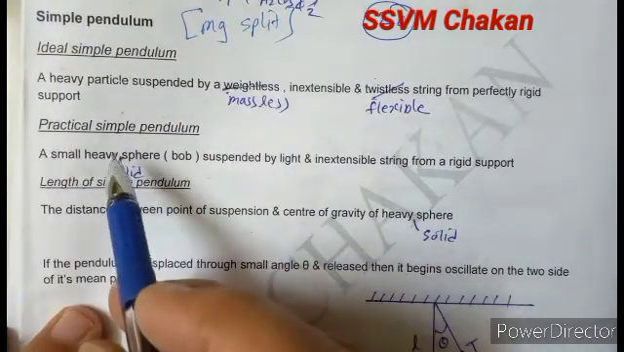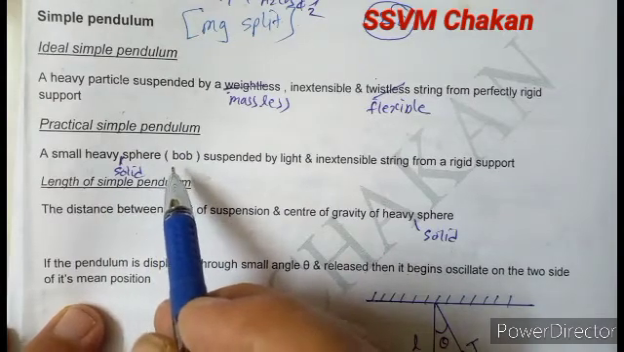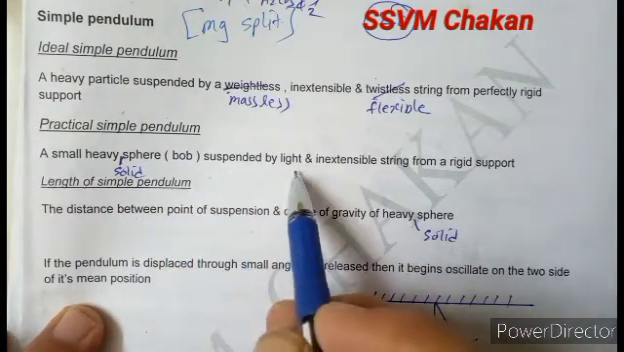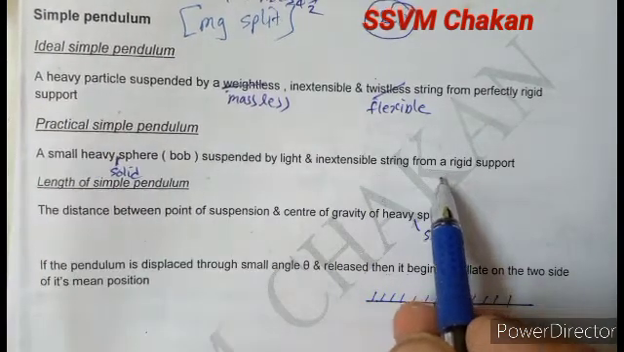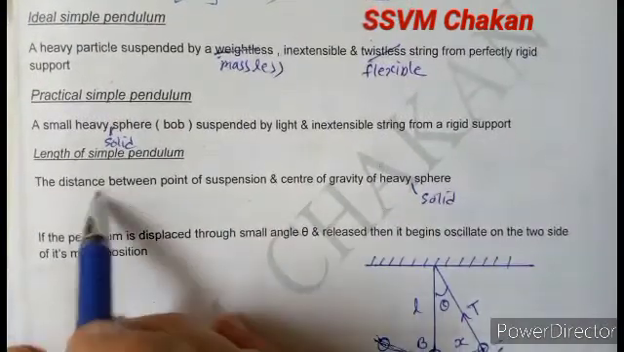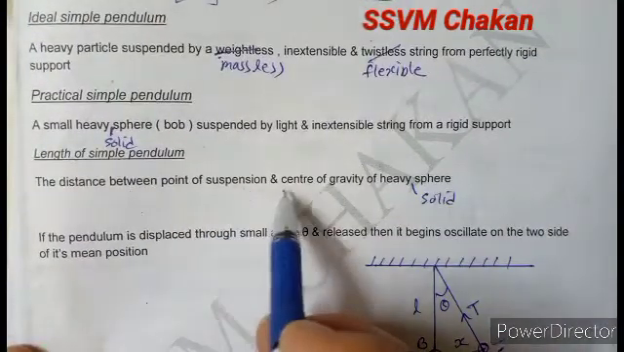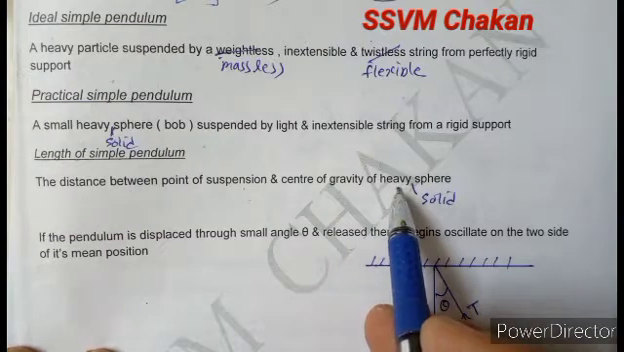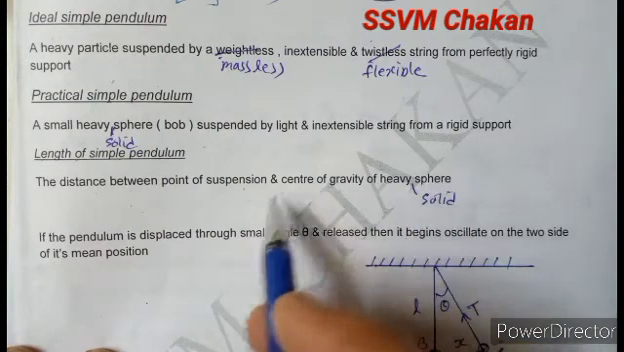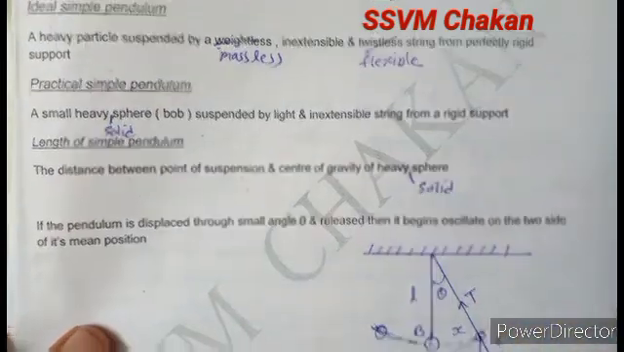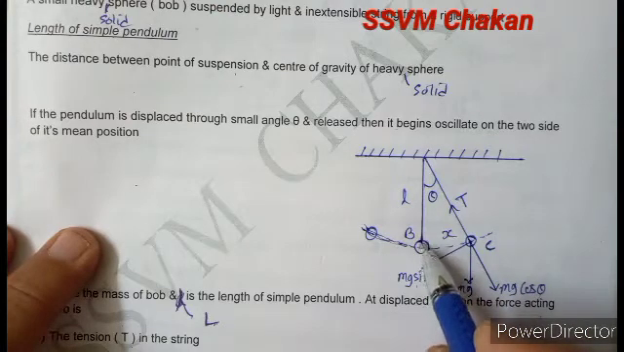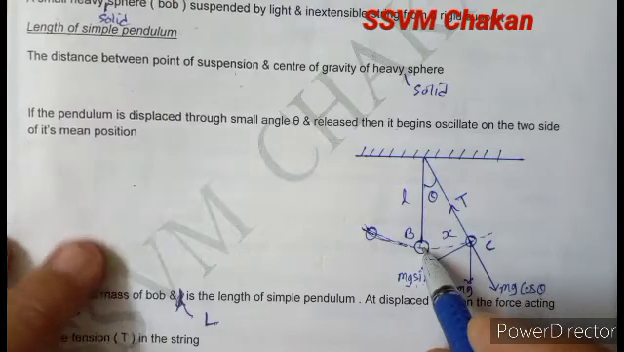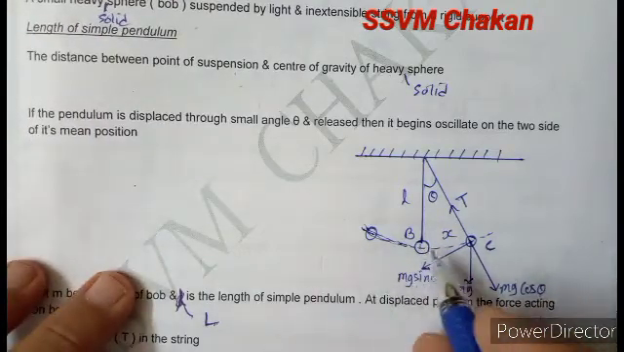That is called a practical simple pendulum, where we use a metal sphere suspended by a light inextensible string from a rigid support. Length of simple pendulum: the distance between the point of suspension and the center of gravity of a heavy solid sphere is called the length of simple pendulum. Just as we have shown here, this is a string and a metal sphere is connected. So from this point up to the center, whatever the length is, is called the length of simple pendulum.